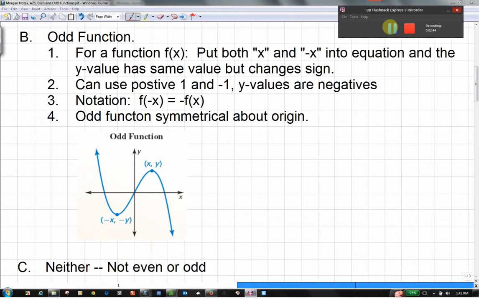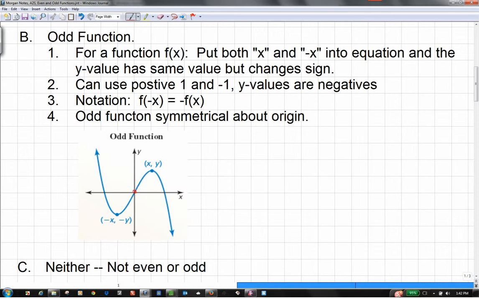Okay, now let's talk about an odd function. So what happens when I do an odd? Well, it will be symmetrical about the origin. So it'd be a mirror image of itself around the origin. But mathematically, what's it going to do? Well, we're going to do the same thing. We're going to put some x value in, and its exact opposite, just the negative of that. If I get values out that are negatives of each other, then that's an odd function.